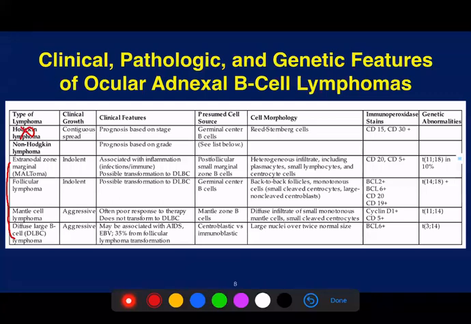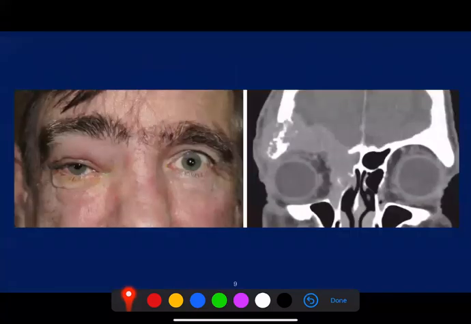So what we deal with is mainly, I see these types. This one, and this one. Mantle cell lymphoma, maybe I encountered one case. So I don't think you need to memorize these, but at least you know that there are different entities, and the only way to differentiate between them is with biopsy.